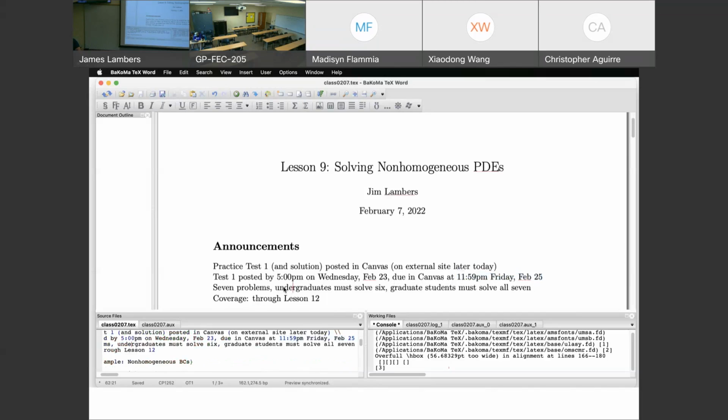I put a total of 7 problems on there, spanning material up to lesson 12, which is what I will cover next Wednesday. So that's the last lesson that's fair game for the test. Those of you enrolled in the 417, you just need to choose 6 out of the 7 problems to work out, or you can try all 7 and I'll take your best 6. Graduate students, you have to work out all 7 problems.